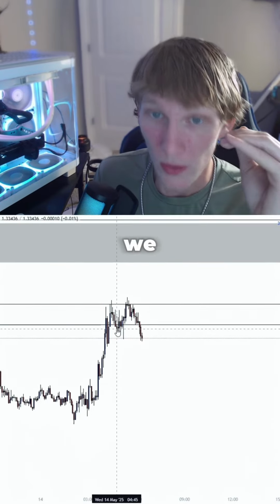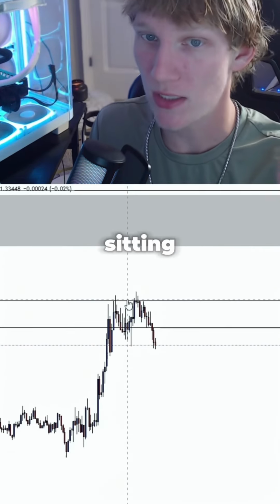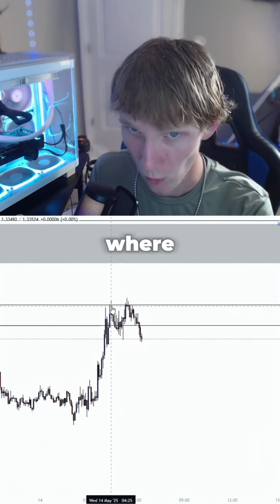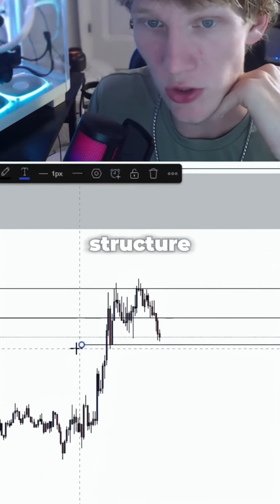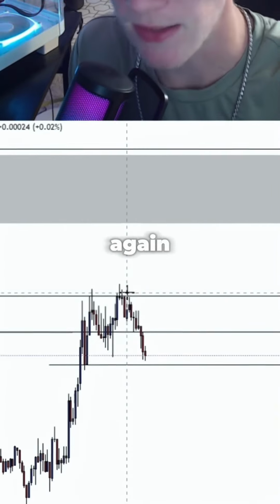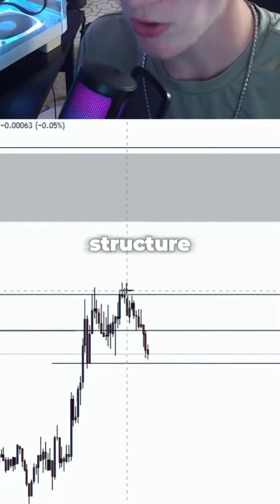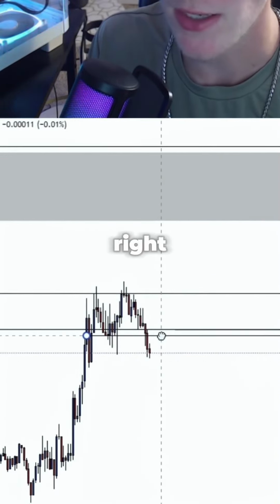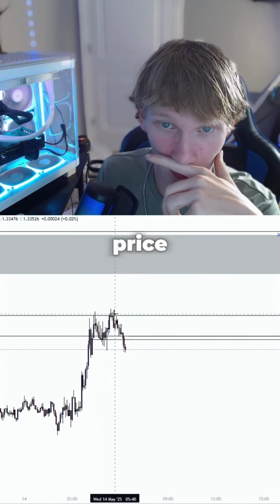Next, we have a second area of liquidity that we know is sitting right above it. We come back and we sweep that area of liquidity right above it. Where's that breakup structure? Well, that breakup structure is right here. Well, guess what happens? Price continues and breaks structure to the upside again, meaning there's going to be another breakup structure to the downside, or meaning this breakup structure is going to move up to right here since we are at a higher price. What do we do now?